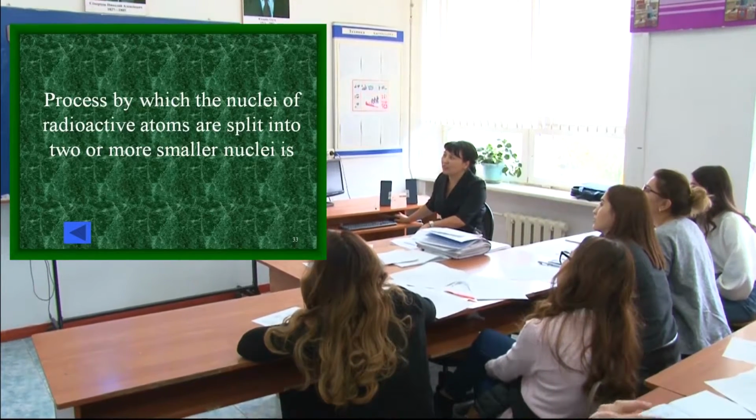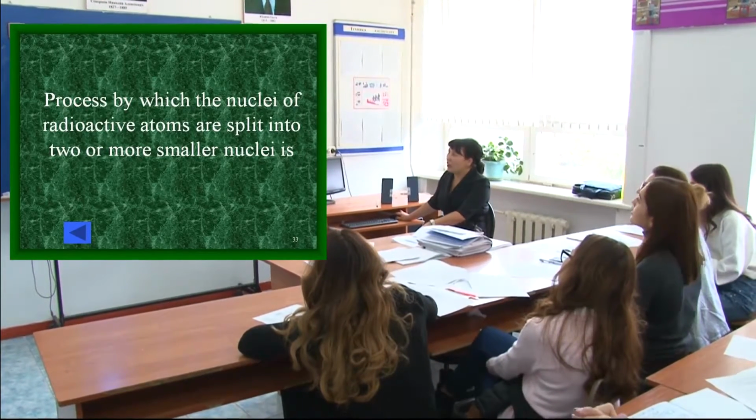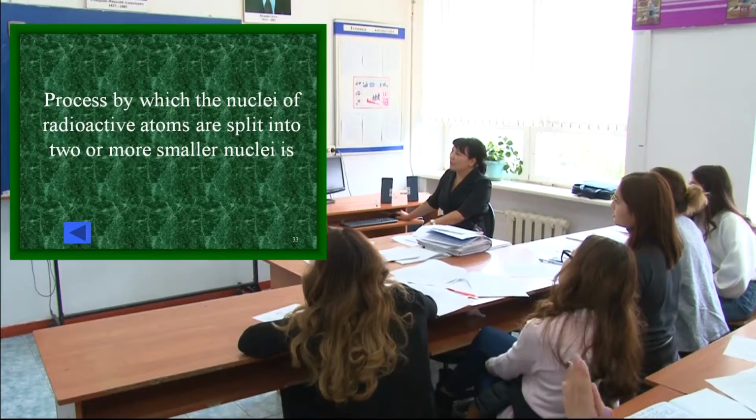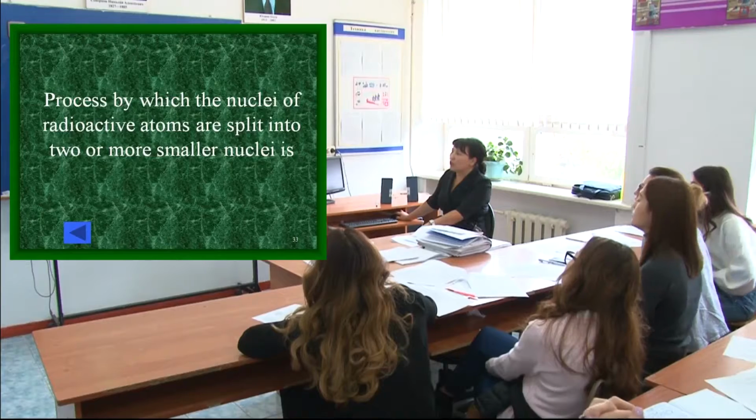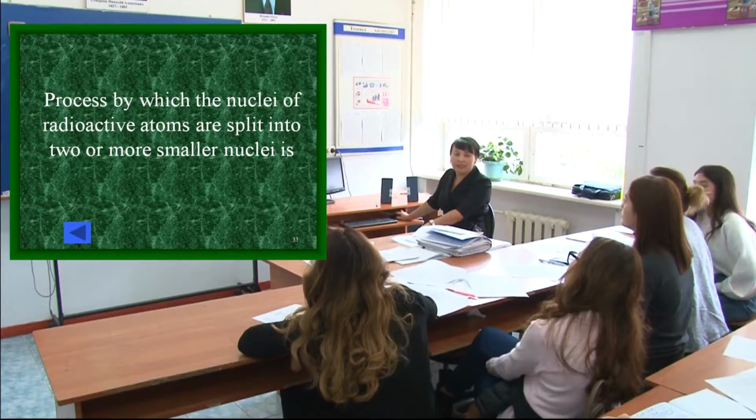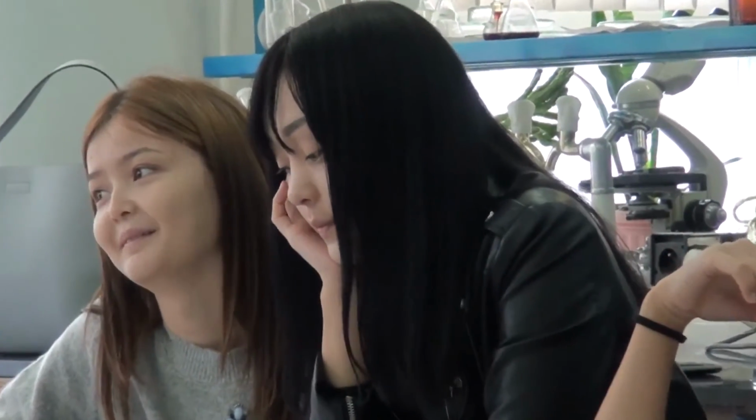Exhaustible resources number 10. The process by which the nuclei of radioactive atoms are split into two or more smaller nuclei is? Fission. And Malika?